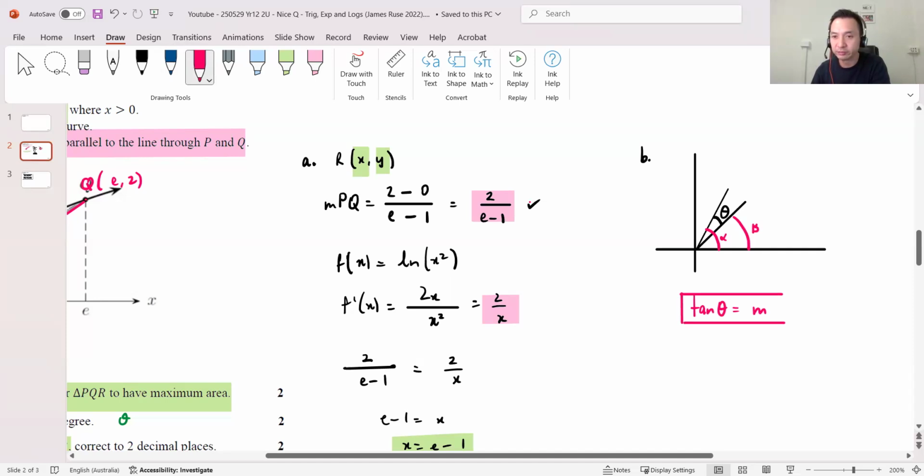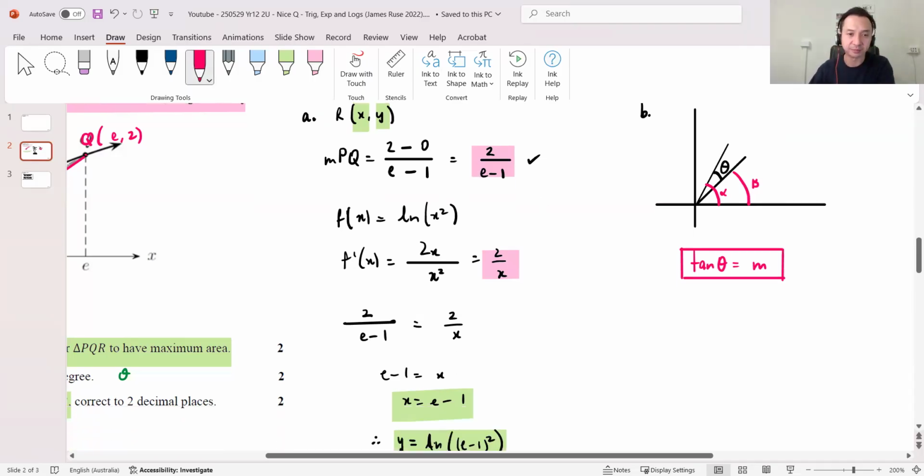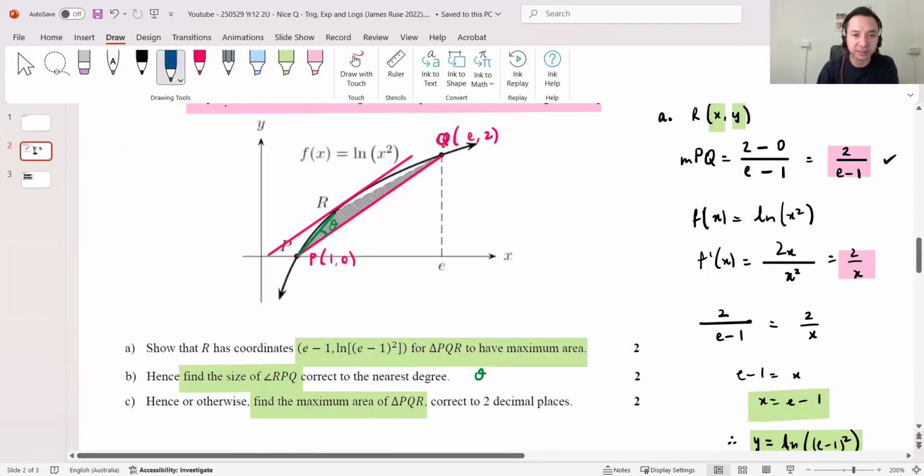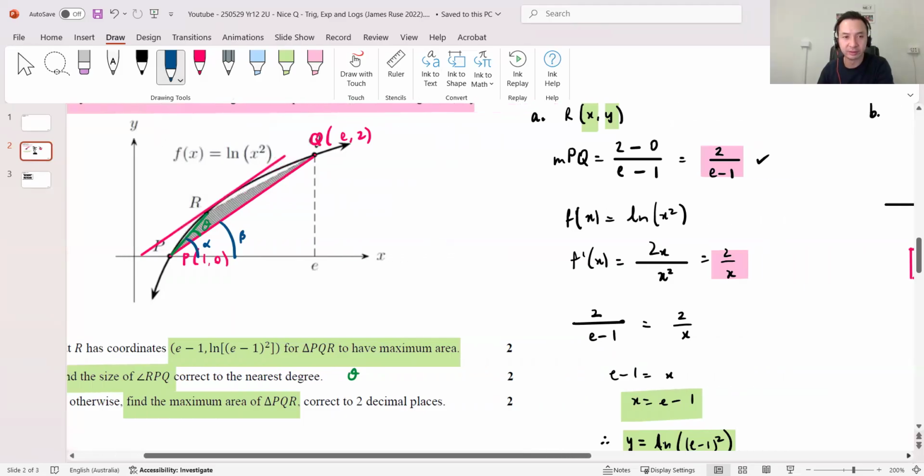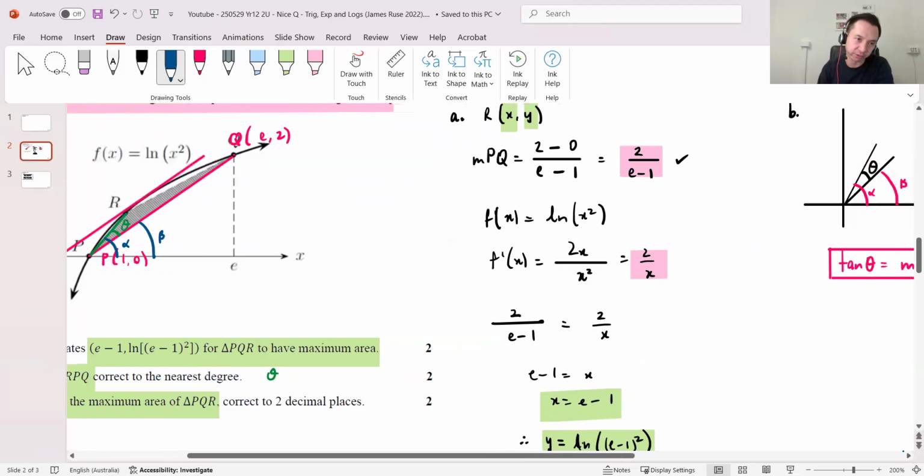Angle of inclination, make sure you guys know that. So in this case, in this diagram, if I let that be alpha and that be beta, because I have the coordinates, I can actually find those two. So let's have a go. I need to find the gradient of PR first. So gradient of PR equals, now R and P.